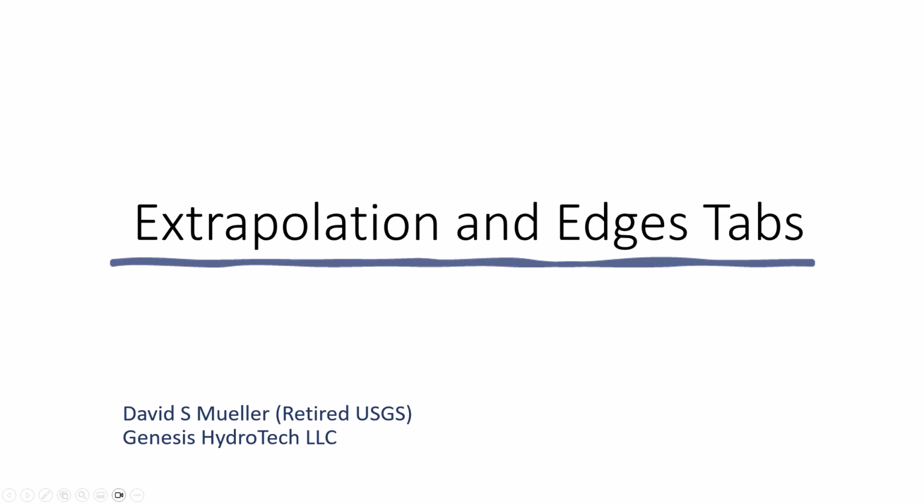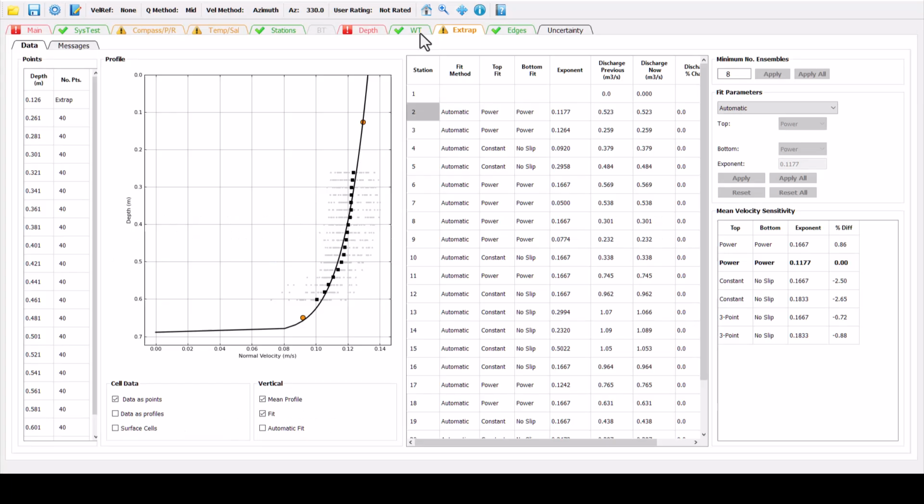In this video, I am going to discuss the Extrapolation and Edges tabs. The Extrapolation tab should look familiar to QRevMS users. However, there are changes to the controls to adapt the Extrapolation tab to the mid and mean section methods. The points table, profile graph, cell data, and vertical controls are all the same as QRevMS.